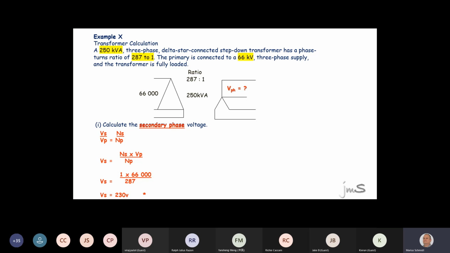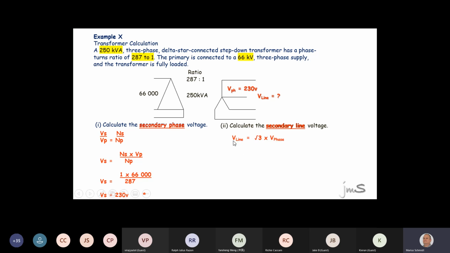Now, to piggyback on top of this one, if I know that that now is 230, the next question is, what is my line voltage? In other words, between line 1 and line 2. Have a guess. If that's 230, how much is that? You can guess the answer. What's 230 times root 3? 400. Right, let's have a look.